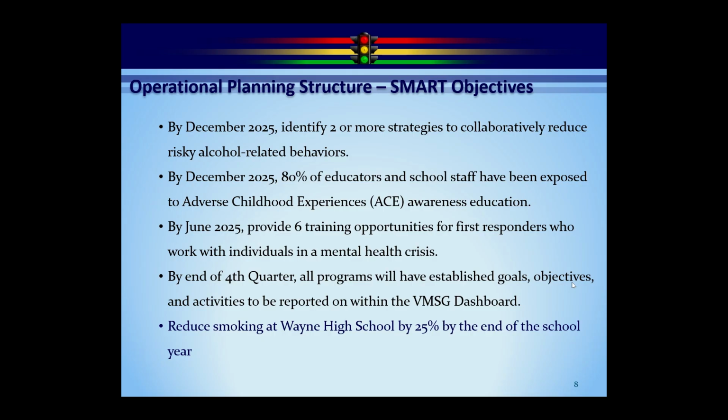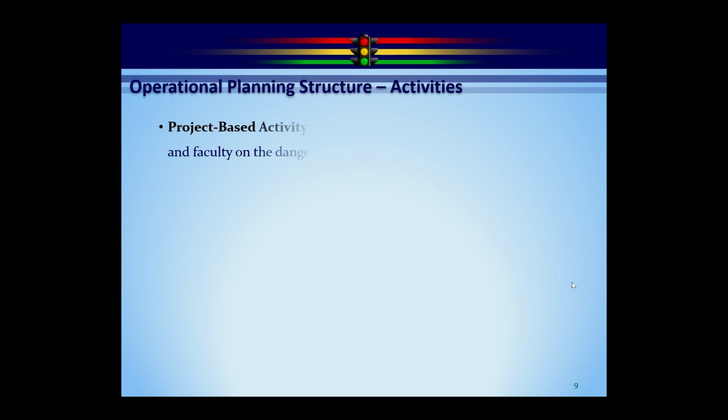Now, when we get down to this level, we have a specific target. Reduce smoking at Wayne High School by 25% by the end of the school year is very, very specific. What it doesn't tell you at all is how are we going to get there? And that's what the activities are all about. Now, if you recall, we have 3 distinct types of activities. Project-based is by far the most common.